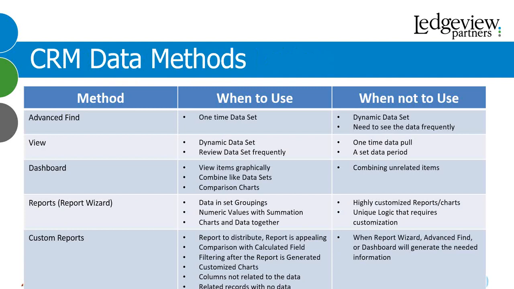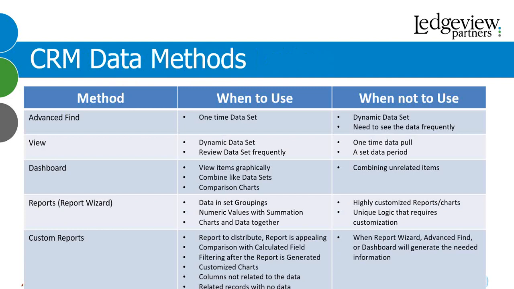And related records with no data. During this Monday's release, there was a fantastic few reports that were put out by our great product management team. It's accounts with no active contacts and accounts with no open opportunities or open activities. Those are examples of related records with no data. So you're looking for a record that doesn't have data in the system. It's pulling a negative. That would be a custom report as well.